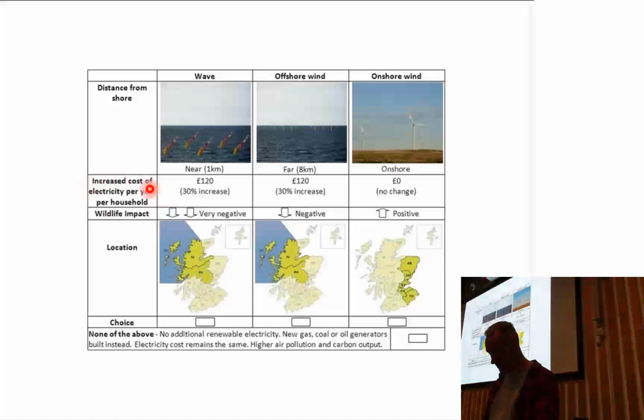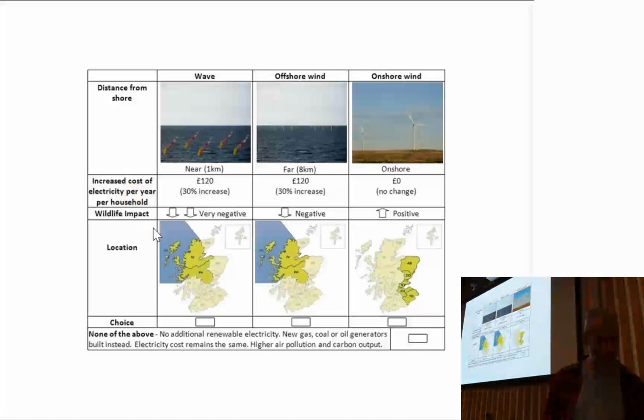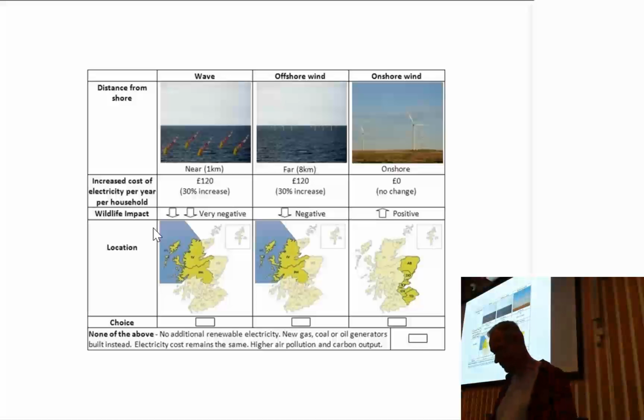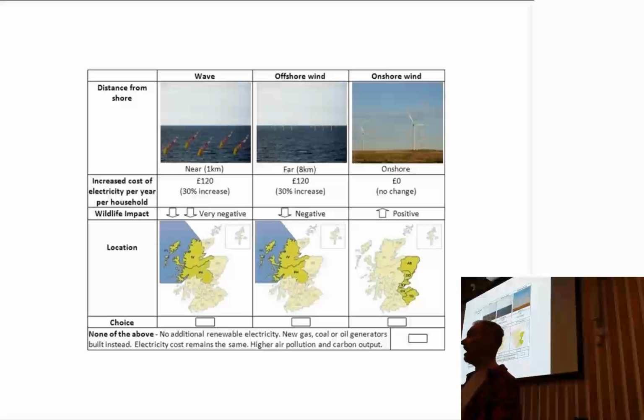This is a little bit better. Increased cost of electricity per year, per household. There is probably something that people can understand. But then also there is this weird thing. I mean, people understand 120 and then you say it's a 30% increase. And now you're making an assumption about what people pay. And this is probably a 30% increase on the average electricity bill in Scotland.